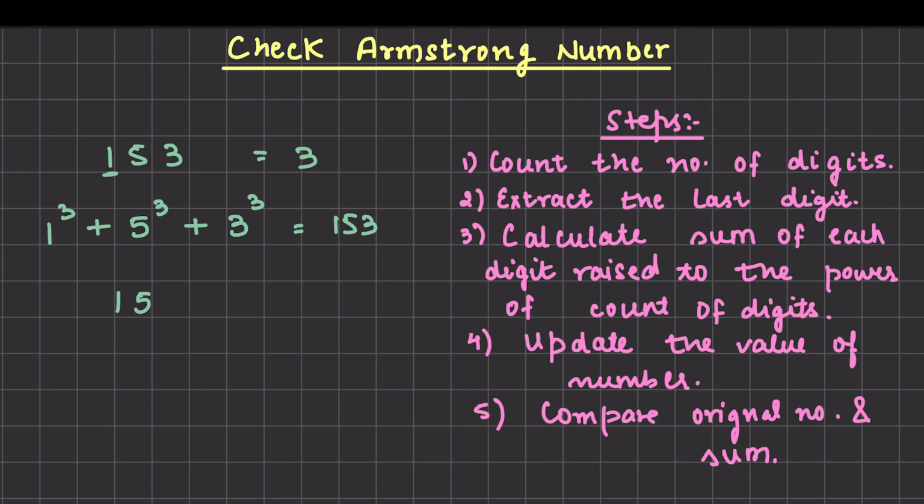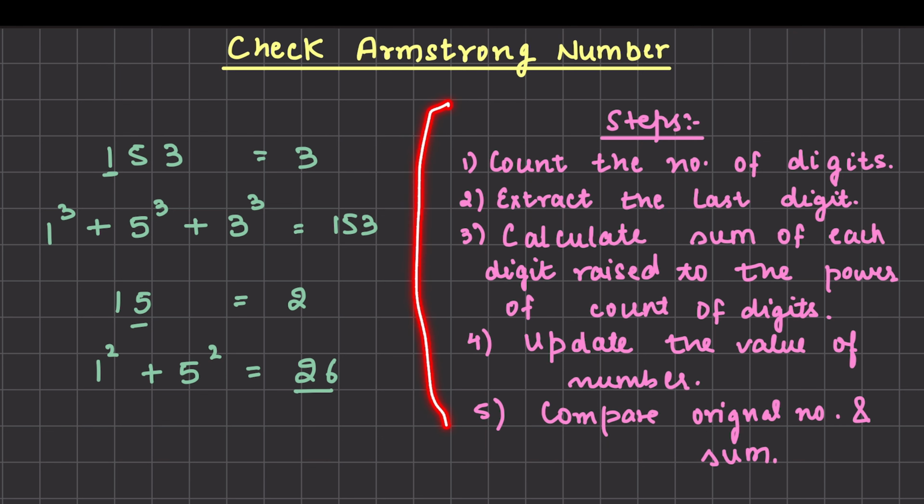Now I have a number 15. Here the total number of digits is 2. So now again 1 raised to the power 2, and I'll add it to the next digit, which is 5 raised to the power 2. This is equal to 1 and 25, so this is equal to 26 and not 15. Therefore it's not an Armstrong number, right? So I hope you have understood what an Armstrong number is.